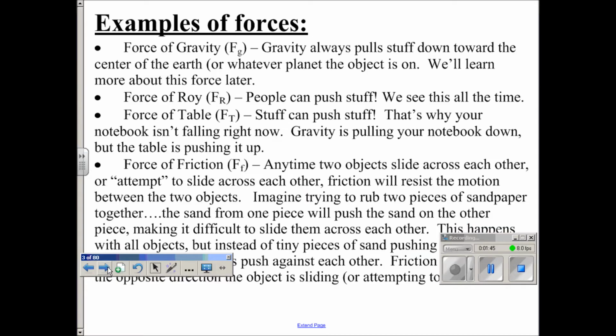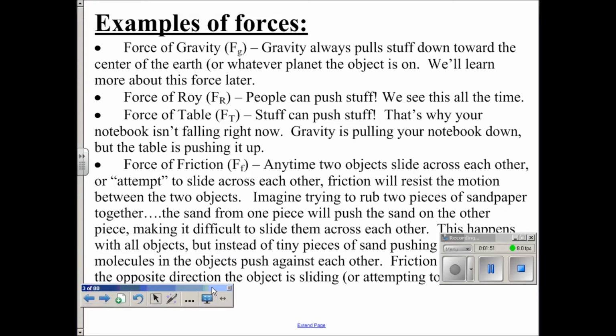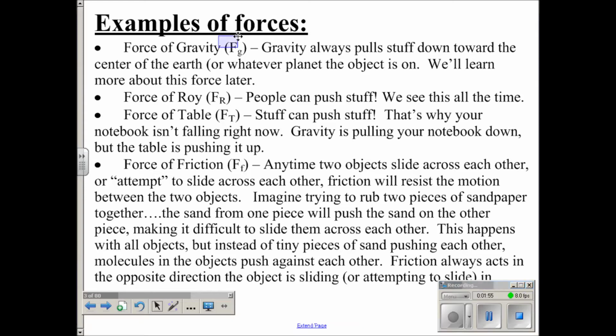So, examples of forces. There's a bunch of different examples of forces. Here are some of the more common ones. Force of gravity comes up all the time. The symbol for force of gravity is Fg. Please remember, gravity always pulls stuff down towards the center of the Earth or whatever planet the object is on. Gravity does not push or pull up or sideways. Gravity pulls stuff down. Okay?